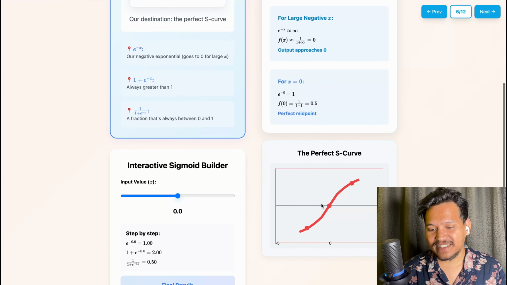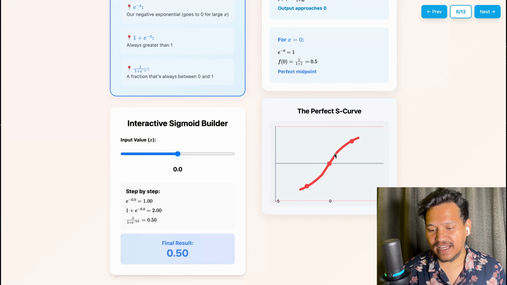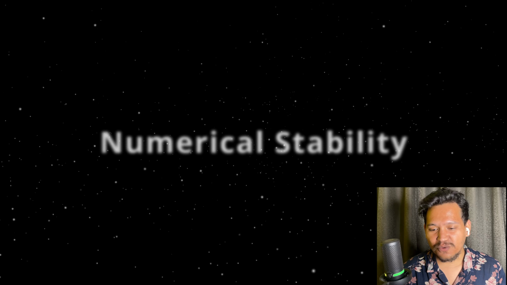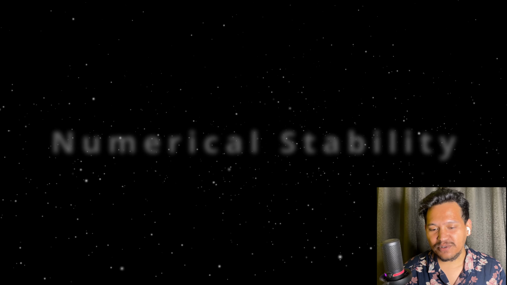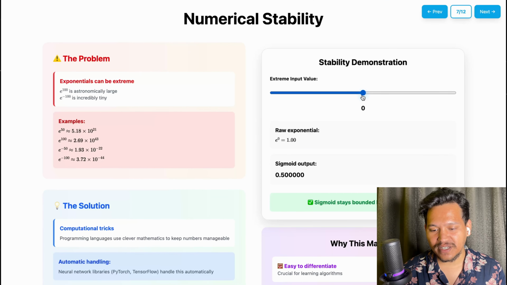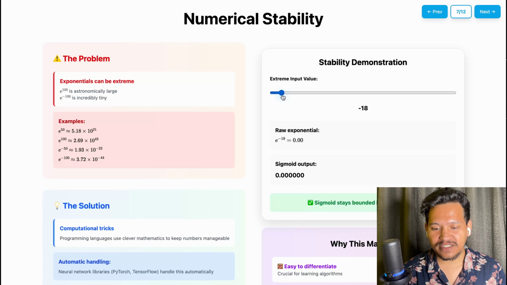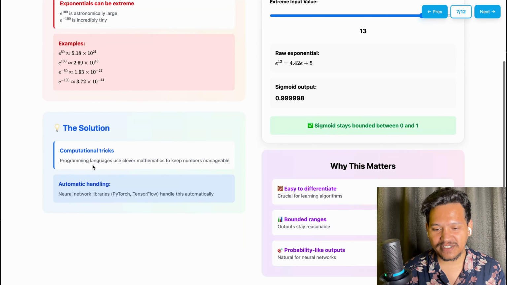So this creates a smooth S-shaped curve that outputs probabilities from 0 to 1, has smooth gradients everywhere, and transitions gradually, not suddenly. This is the sigmoid function, our solution to the perceptron problem. One quick practical note: exponentials can create very large or very small numbers. For example, e to the power of 100 is astronomically large and e to the power of minus 100 is incredibly tiny. In practice, we use computational tricks to keep numbers in reasonable ranges.